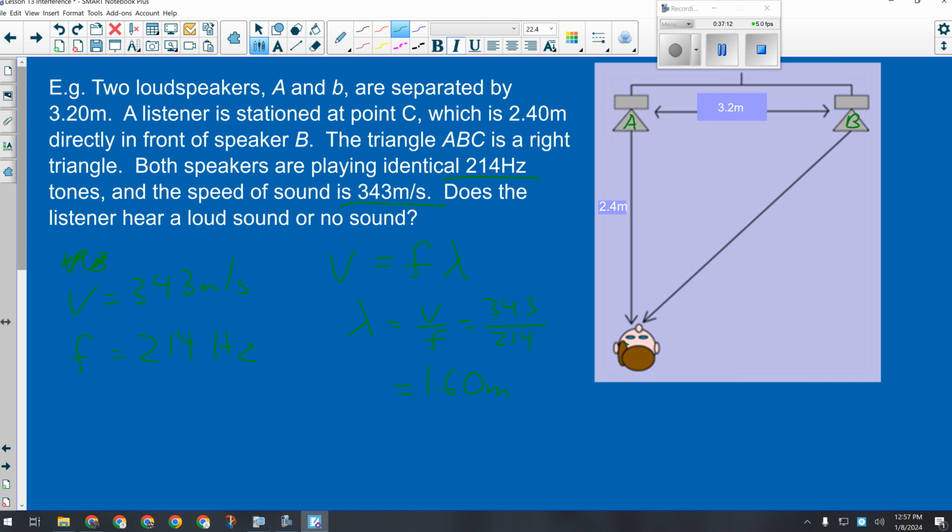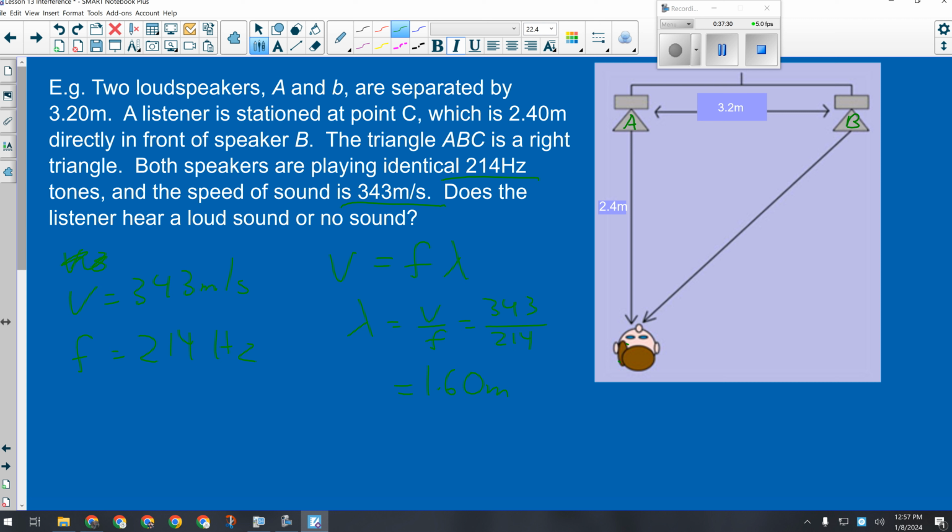What do I have to do with those two numbers? Each wave is 1.6 meters long, and there's 2.4 meters between the speaker and the person. What do I do with those two numbers to find out how many waves there are? Divide the distance by the wavelength. Right. Divide the distance by the wavelength.